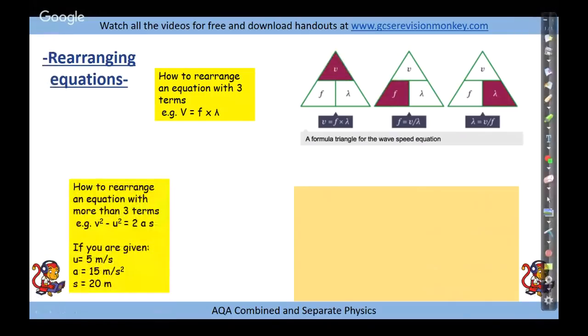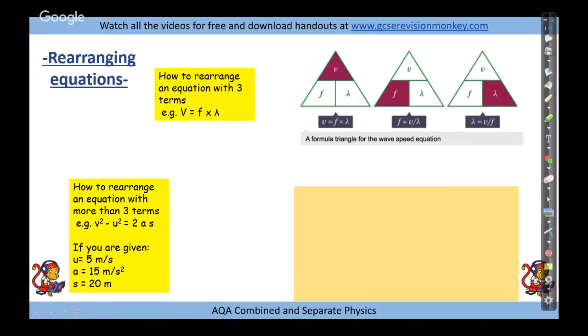Okay, so let's have a quick look here at how to rearrange an equation that has more than 3 terms in it. So let's just say they told you to look on the physics equation sheet, and you identified that you've got to use V squared minus U squared equals 2AS. So let's just say, for argument's sake, you're given U, A, and S.